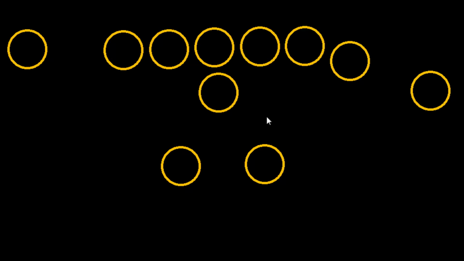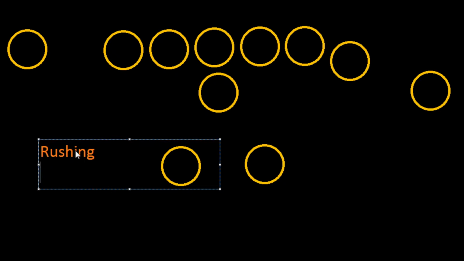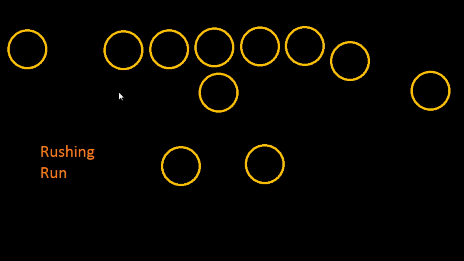So when your team is on offense, as we have this offensive team set up here, you have two options of how to move the ball forward. The first one is called rushing, or sometimes you might just hear it called a run. And then the second option is to pass the ball. So it's either one or the other. Basically every play will either be a rush or a pass. Let's take a look at rushing first.